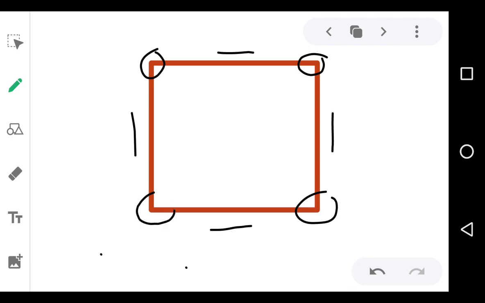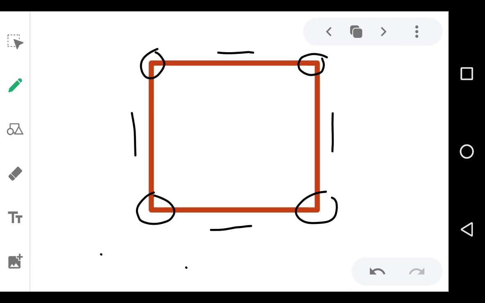Now see. Can you identify what is the shape of this figure? Yes, it is a square. And you know how many sides and vertices does a square have? Yes, it has 4 sides. 1, 2, 3, 4 and 4 vertices. 1, 2, 3, 4.